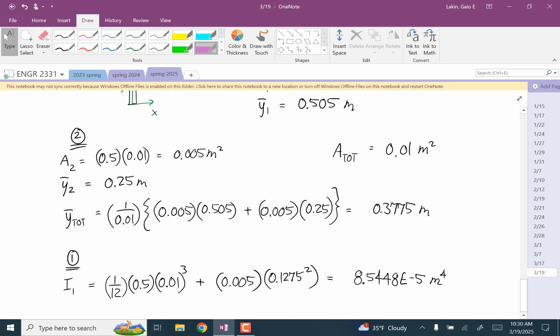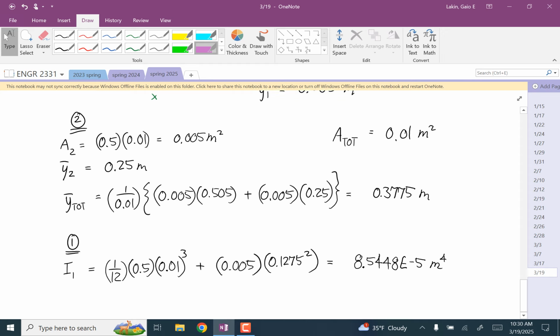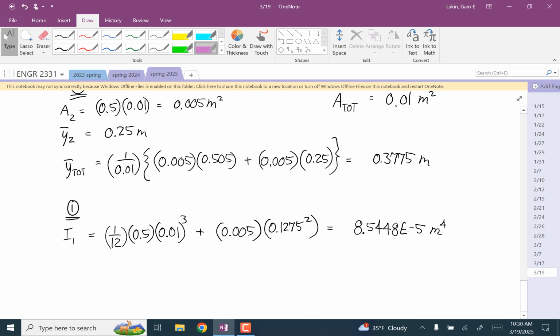One thing to notice here is that this parallel axis theorem part, the contribution from the shape itself is tiny compared to the contribution from moving the neutral axis. Okay, and that's something you're taking advantage of when you make I-beams or whatever.